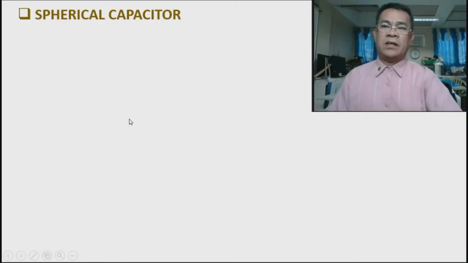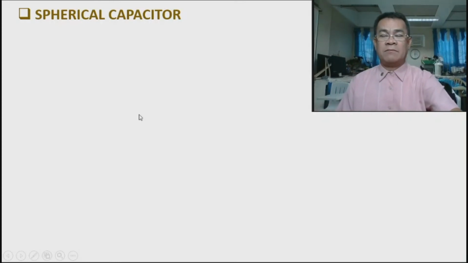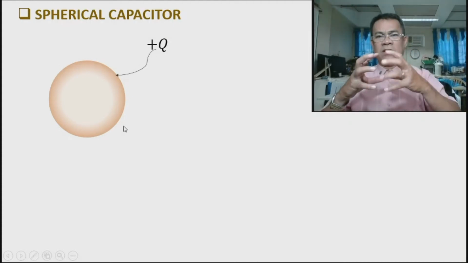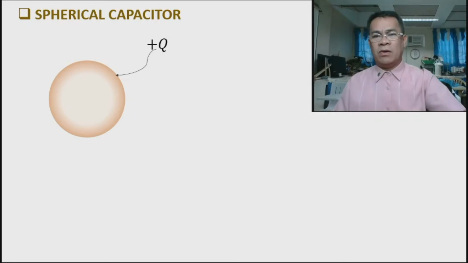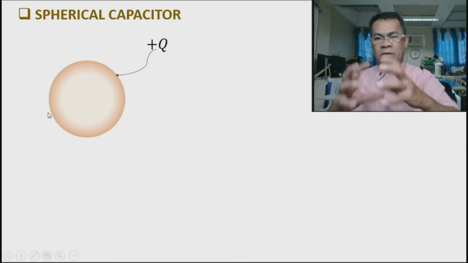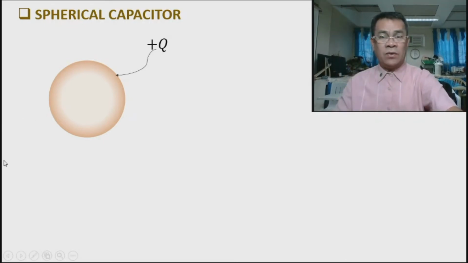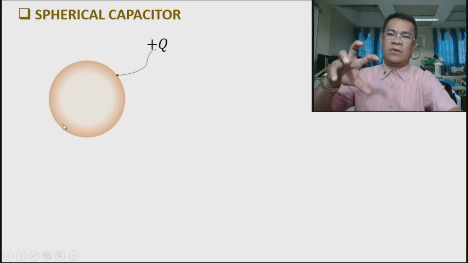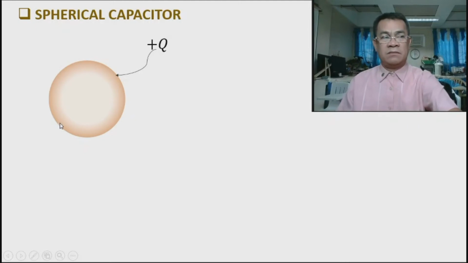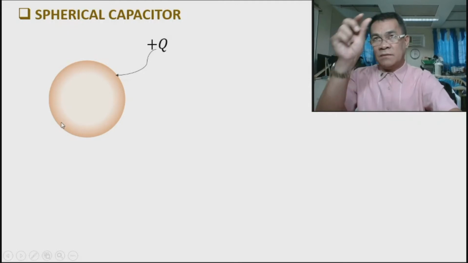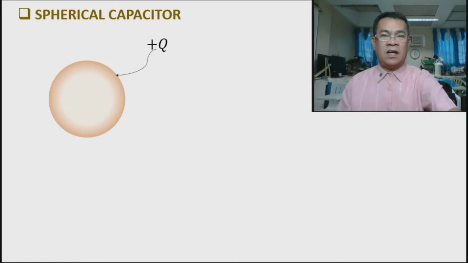Now, what will happen if our capacitor is spherical? If we have a spherical capacitor, it should be like a ball. Suppose we have a ball, but it is hollow. It is a hollow sphere. You can imagine a ball, then inside is air. Like a basketball, inside is air. So it is actually a hollow sphere. It is not a solid sphere.